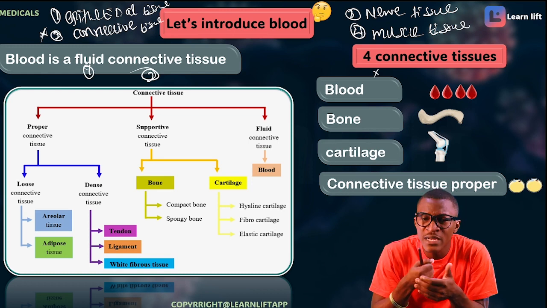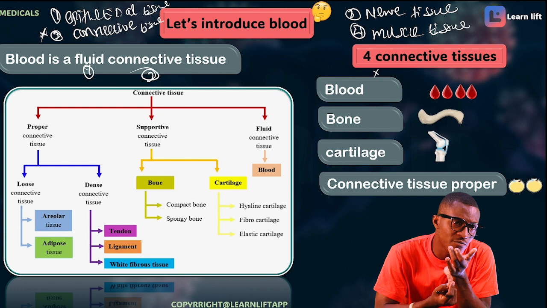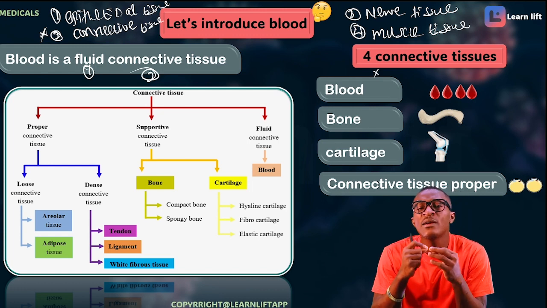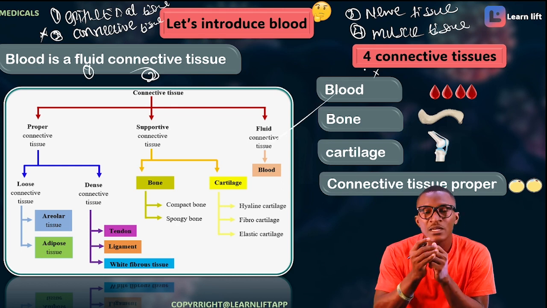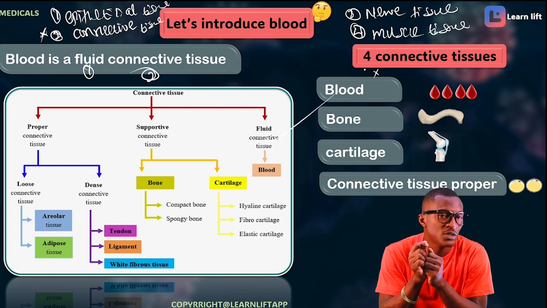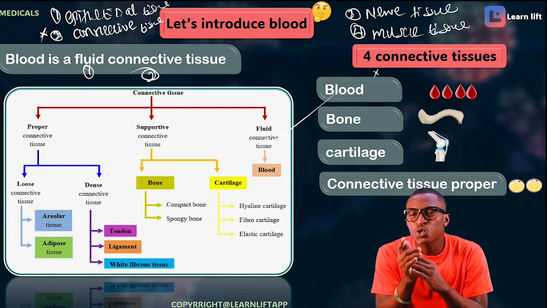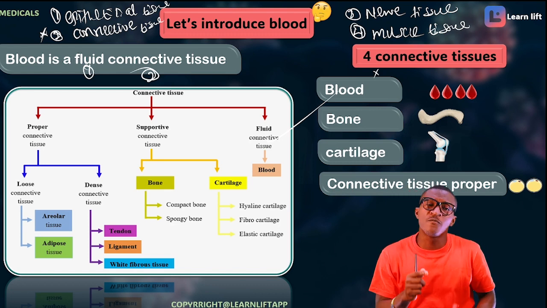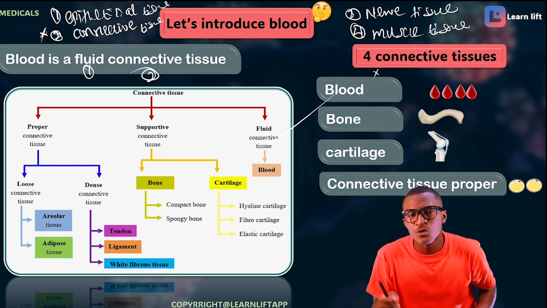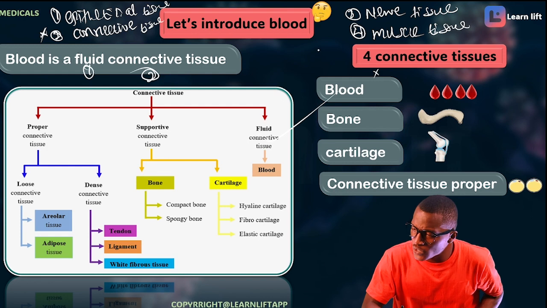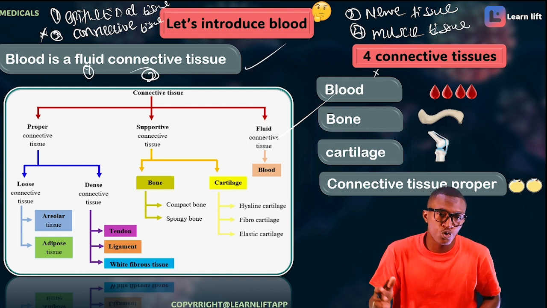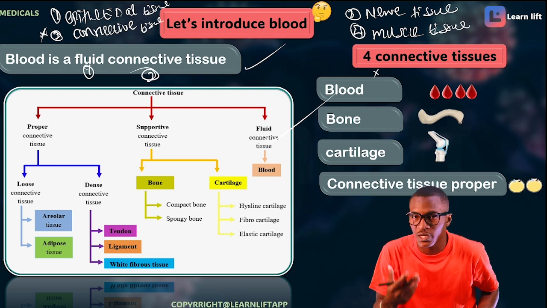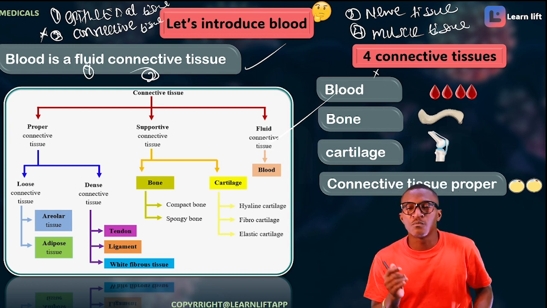So, among them, despite having the proper connective tissue and the supportive tissues, we are only focused on the fluid connective tissue. And the only one that is a fluid connective tissue is your blood. So what is the introduction of blood? Blood is a fluid connective tissue. That's all we are trying to hit here. The rest of this will be handled in the scientific tissues, where we're going to talk about your epithelial tissues, connective tissues, nerve tissues, and muscle tissue.